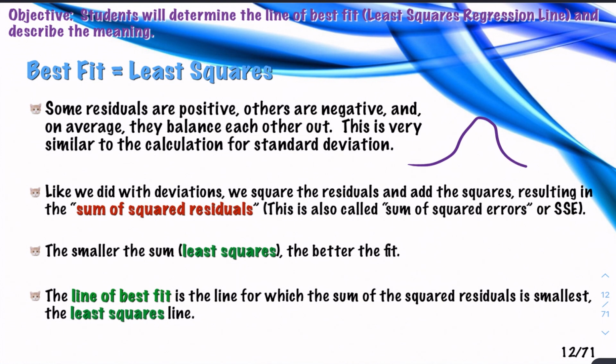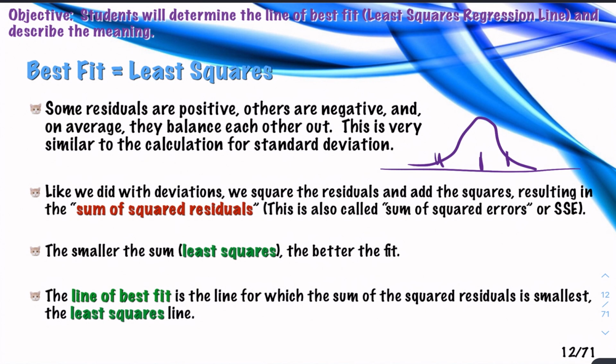Instead, think back when we calculated standard deviations. We're going left and right of the mean. And so to get rid of the positive side and the negative side, we squared them. So just like we did with deviations, we square residuals and add the squares, resulting in this thing called the sum of squared residuals. This is also called the sum of squared errors, or SSE. Again, people will present that to you and think that they're sounding fancy. I want you to know that sum of squared residuals just means we're getting rid of the negatives.